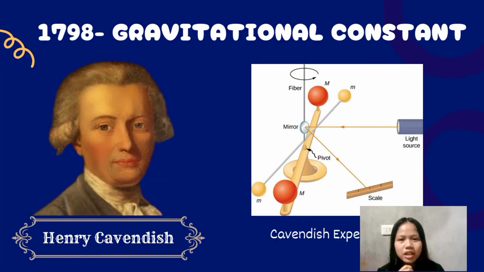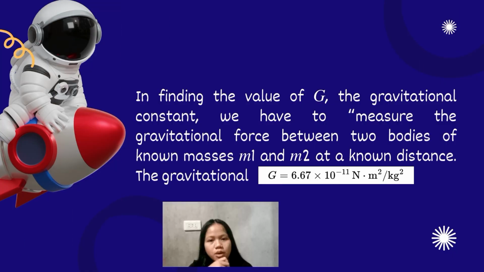So, a century later, or in the year 1798, naanay value ang G. So, it was determined by Henry Cavendish through his experiment, which is called the Cavendish experiment. So we now have the value of our G, which is 6.67 times 10 raised to the power of negative 11 Newton meter squared per kilogram squared.